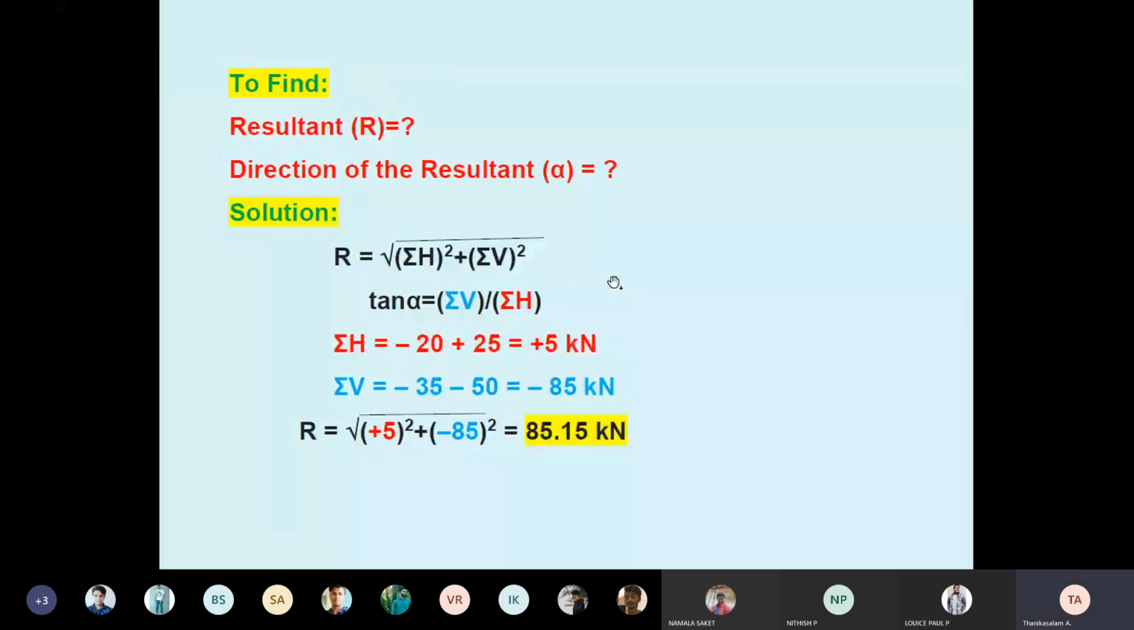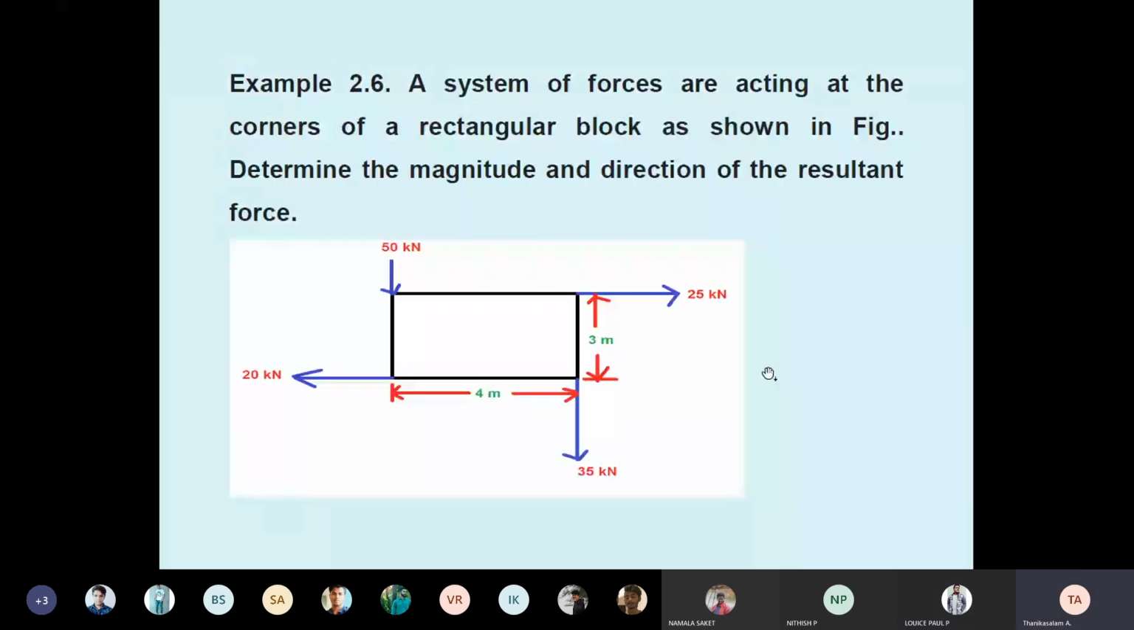Louis, do you understand this question? Can you explain? Yes, sir. See here, I am asking one question. What is the use of 3 and 4 in this question? 3 meter and 4 meter they gave, no? The distance. Yes. What is the use?